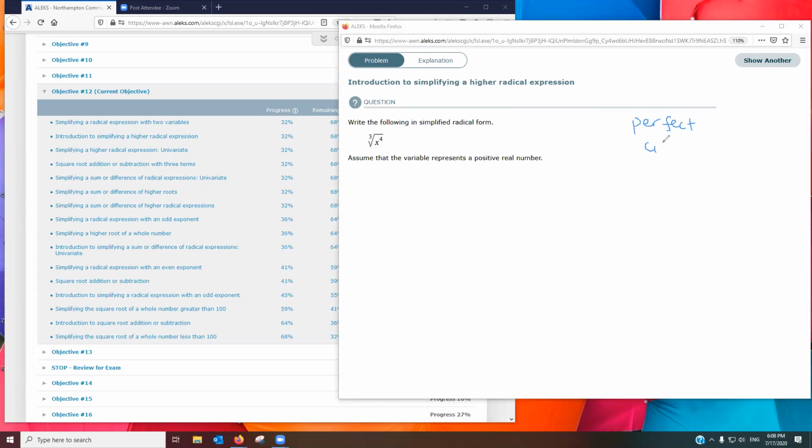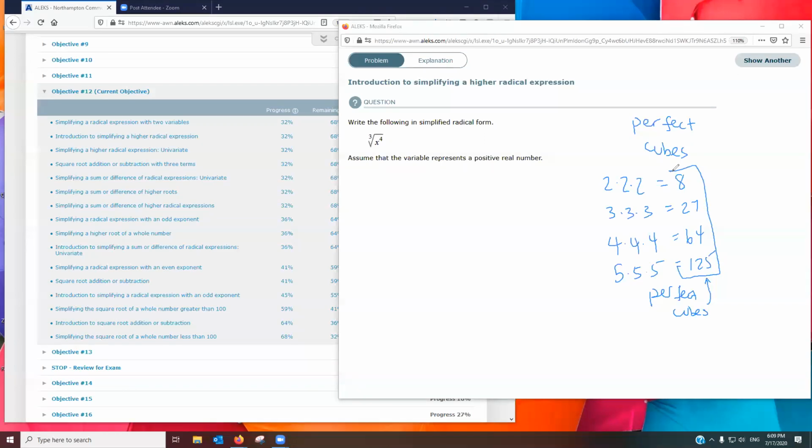First, let me talk about numbers. A perfect cube is a number that represents some number times itself 3 times. Let me write out some perfect cubes. 2 times 2 times 2. Well, that's 8. 3 times 3 times 3, that's 27. 4 times 4 times 4, 64. 5 times 5 times 5 is 125. So these are perfect cubes. Okay, so I'm going to be on the lookout for these numbers.